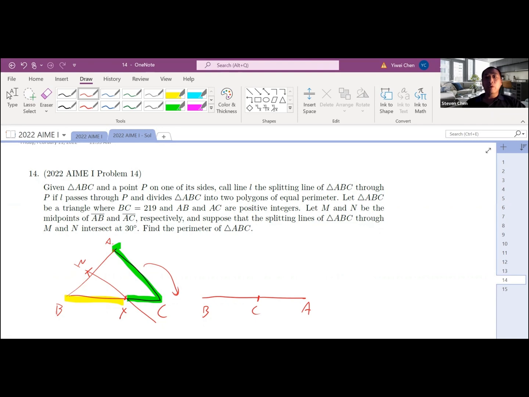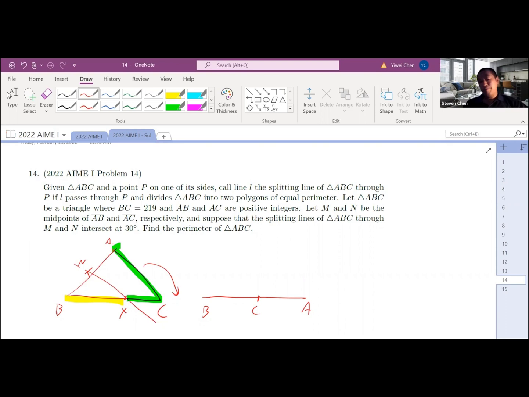So here I define point X to be the point where the splitting line that passes through point M meets the triangle. Okay? All right. So because we know point X is the midpoint of the polyline BCA, we can get a good idea about whether it is located on BC or CA. We know that if BC is longer than CA, then X should be on BC. Otherwise, X should be on CA, right?